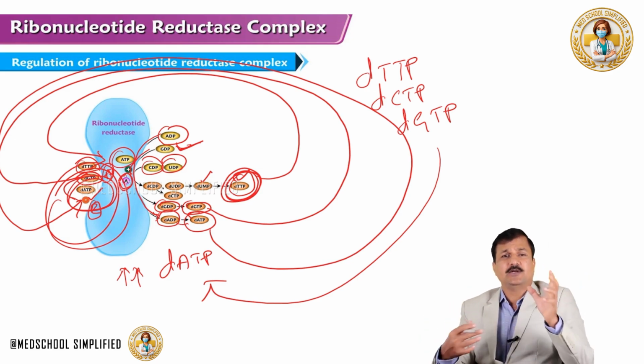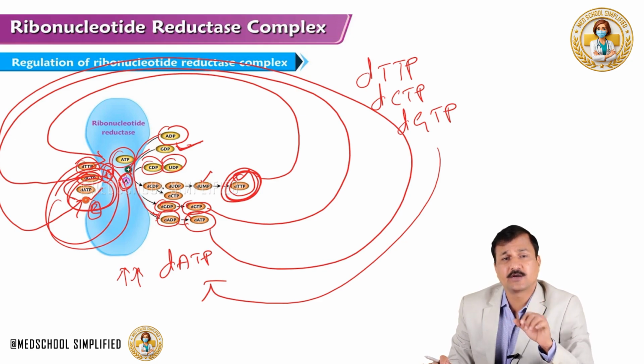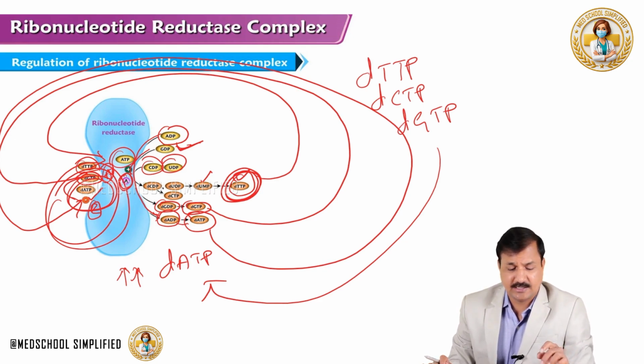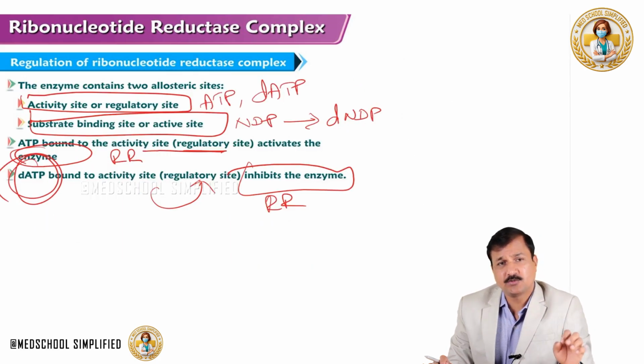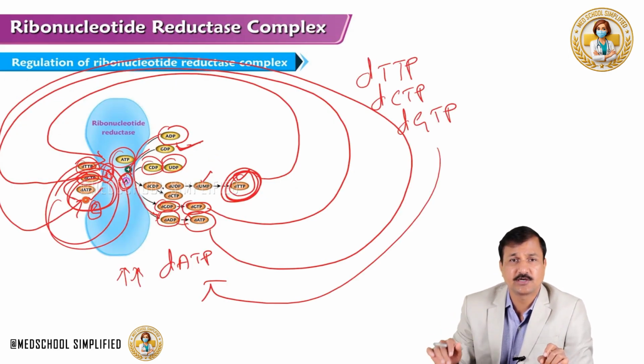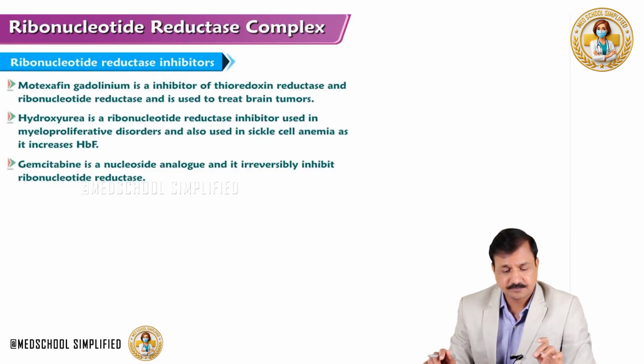So this is a little bit complicated regulatory mechanism that you must be aware of when it comes to ribonucleotide reductase enzyme. So the simple point to remember is ATP is a positive modulator and dATP is a negative modulator. How that happens? It is shown here in this particular slide where I have written all of that.